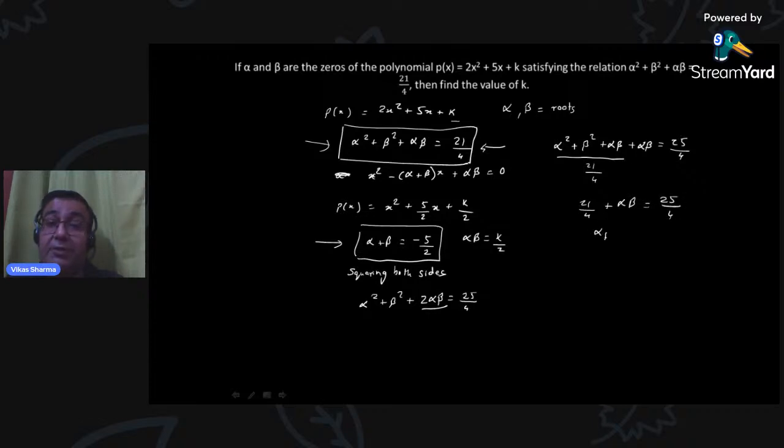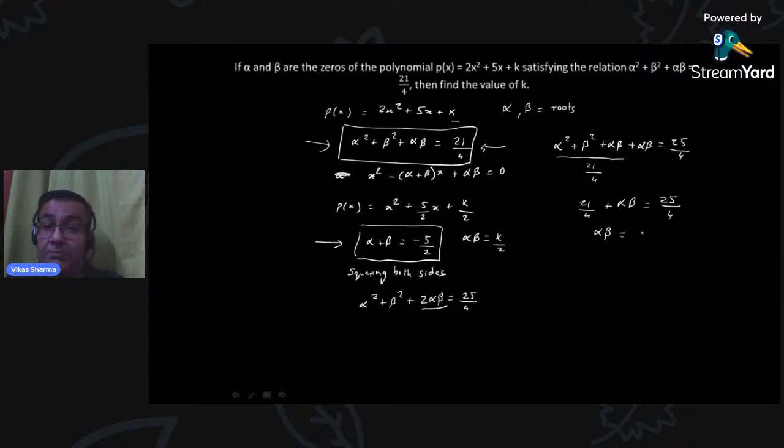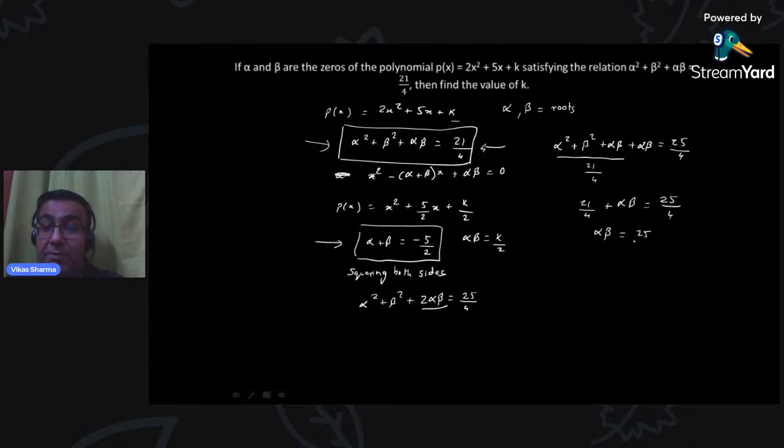So therefore the value of alpha beta is equal to 25 upon 4 minus 21 upon 4, which is equal to 25 minus 21 is 4 upon 4, which is equal to 1. So alpha beta is equal to 1.